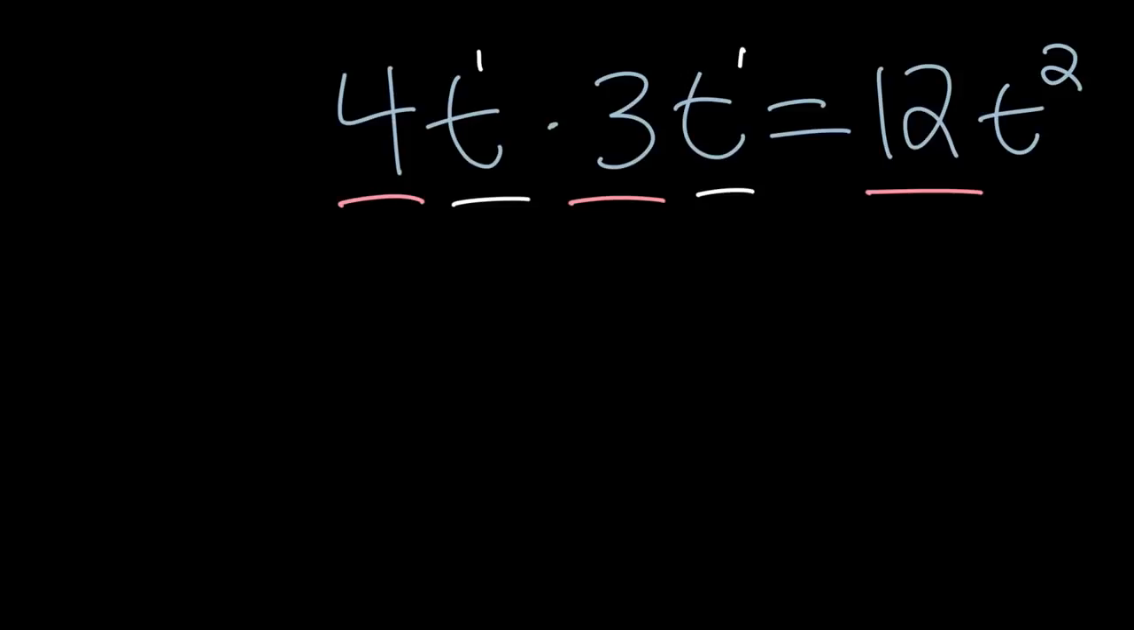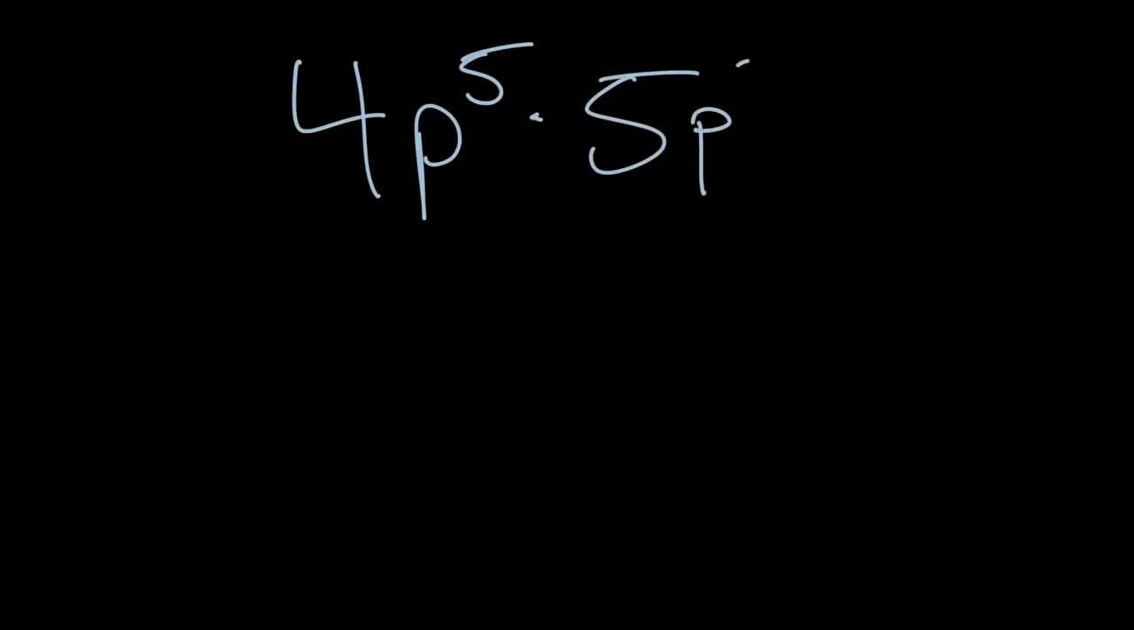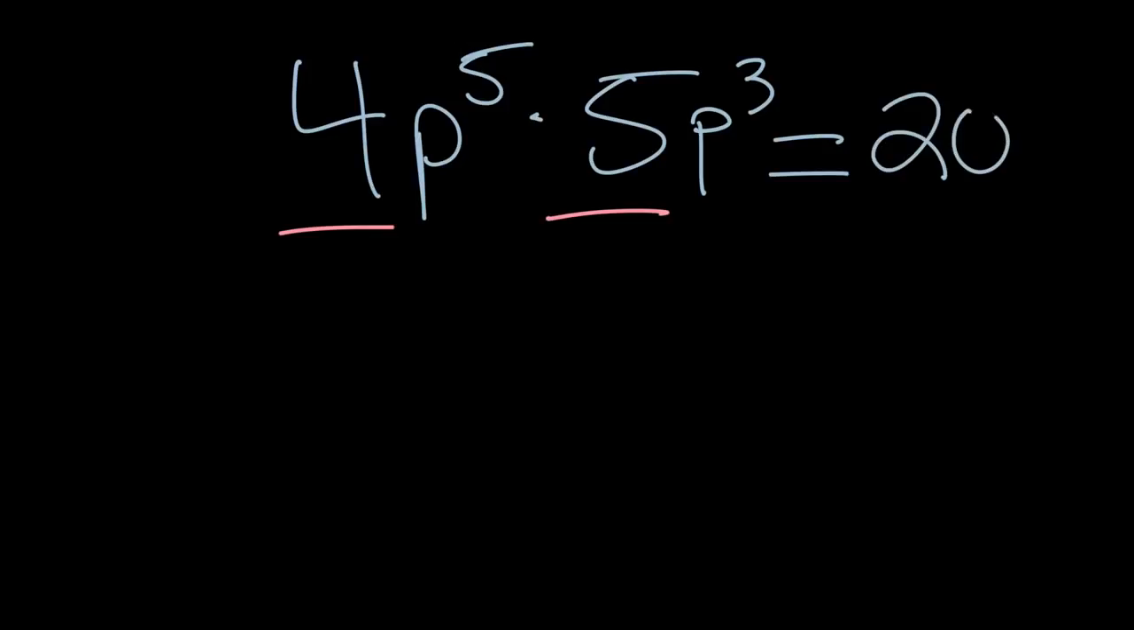So let's keep going. And once you get into the rhythm of these, they become pretty alright. So what if I had 4p to the 5th power times, let's say 5p to the 3rd power? What would that equal? Well, you're going to notice a pattern here that we've been picking up on, which is that I'm always going to multiply my coefficients. So 4 times 5 is going to equal 20. And I'm always going to add my exponents.